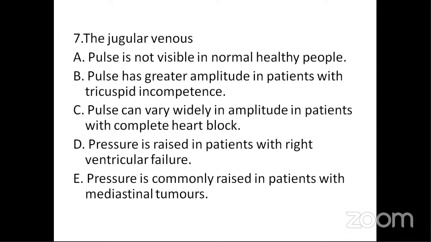And the second option is pulse has greater amplitude in patients with tricuspid incompetence. Yes, it is true. Systolic regurgitation of right ventricle blood can cause giant waves. So it has greater amplitude in tricuspid incompetence. That is, systolic regurgitation of right ventricle blood can cause giant waves. And the third option is true.